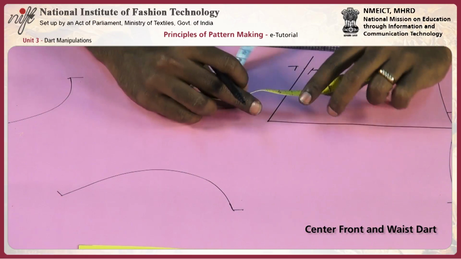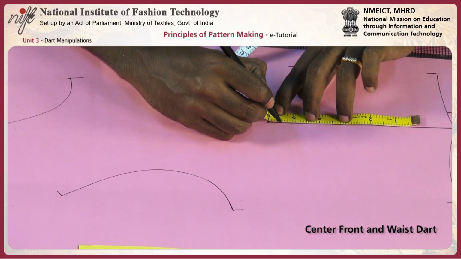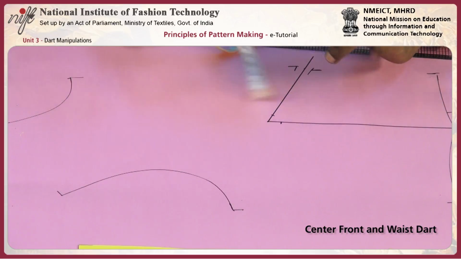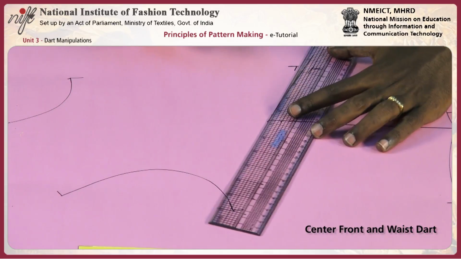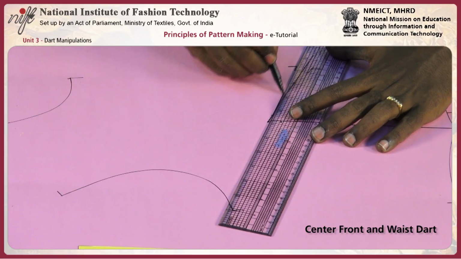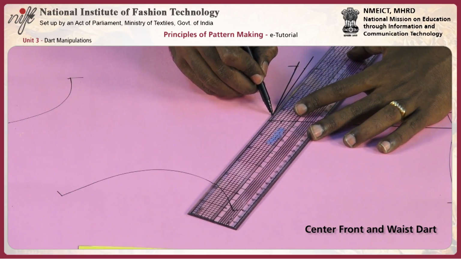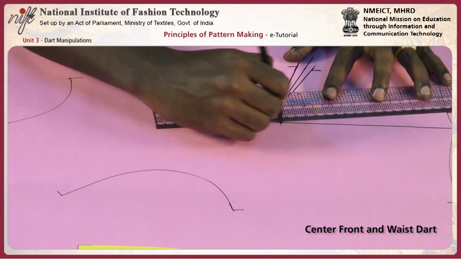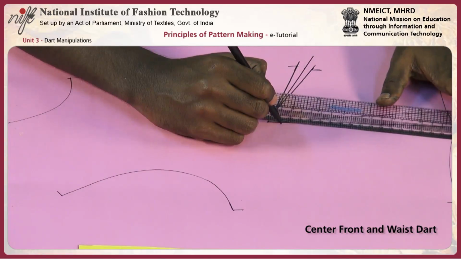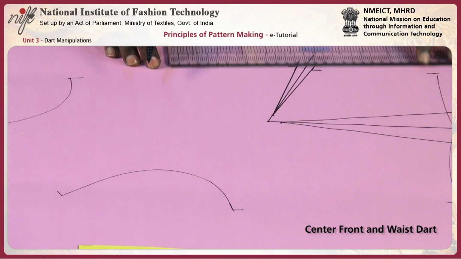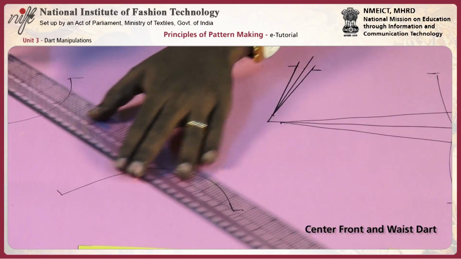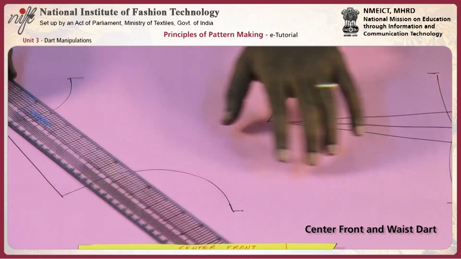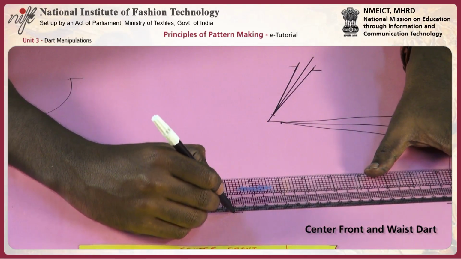Mark half an inch down from the bust point. Mark half an inch away from the bust point. Connect the dart legs. Draw the shoulder line. Draw the side seam.